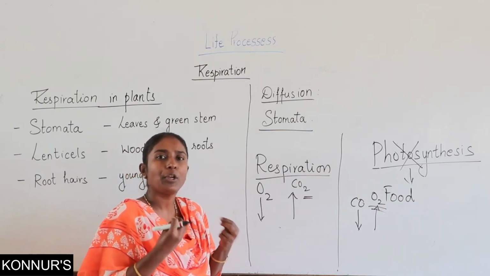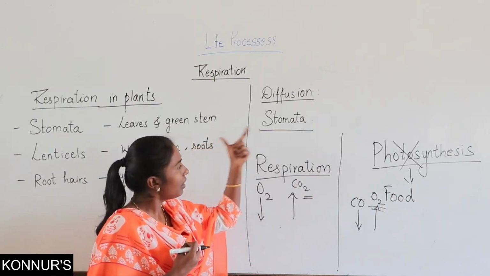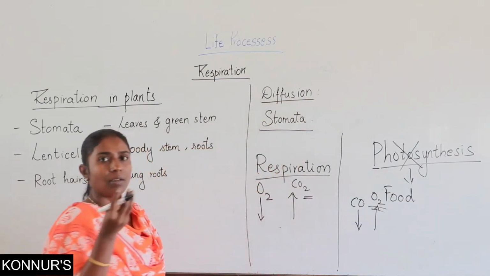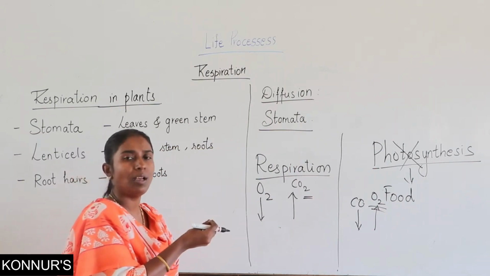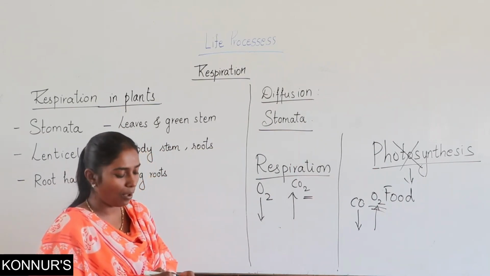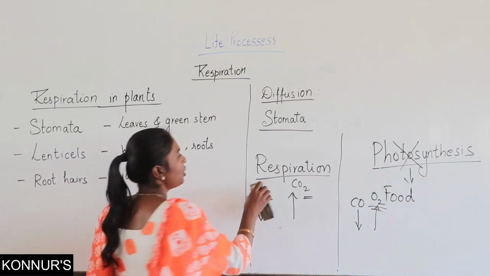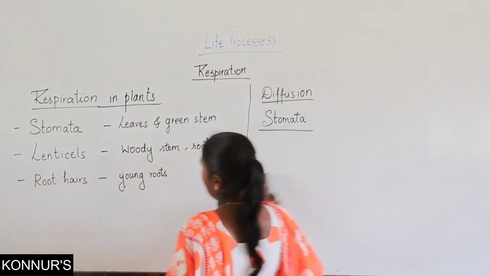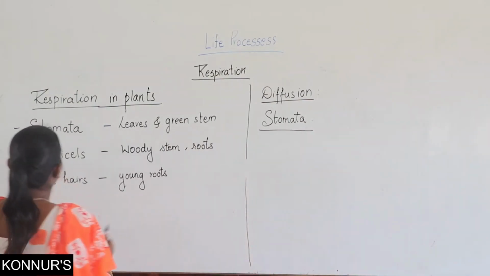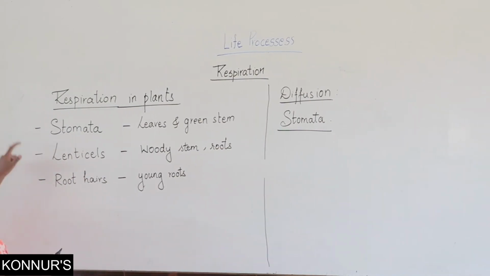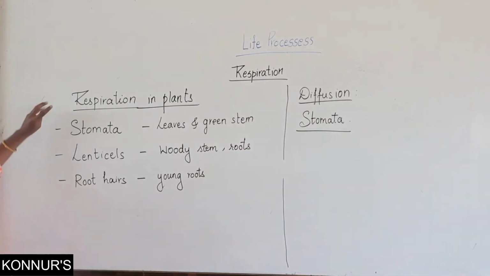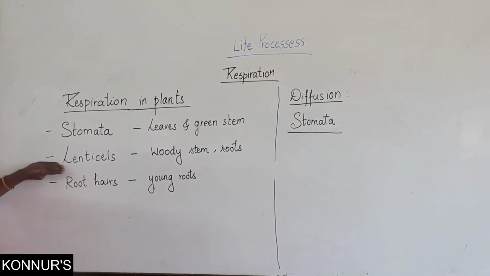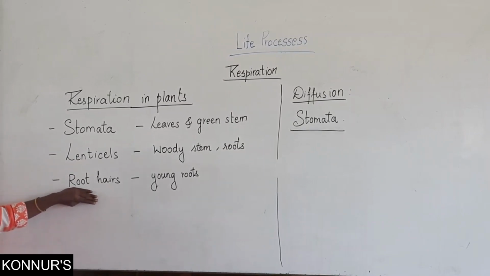Now we do not have particular organs, but plants respire by the process of diffusion. Molecules move from a higher concentration towards a lower concentration. Now, respiration in plants takes place at different places via different structures. All consist of tiny pores. So, respiration in plants takes place by stomata, by lenticels, and by root hairs.